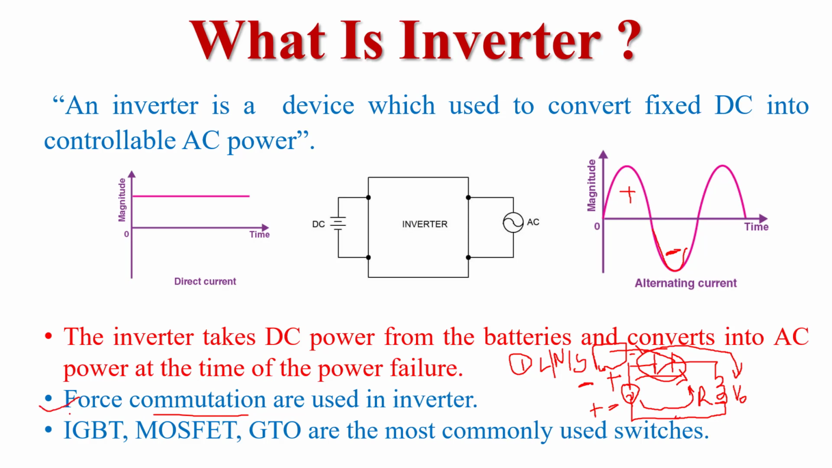So to avoid force commutation in an inverter, we use power electronic devices like IGBT, insulated gate bipolar transistor, MOSFET, metal oxide semiconductor field effect transistor, and GTO, gate turn off thyristor. These devices have the self commutation property. So if we use these types of switches in an inverter, we do not require a force commutation circuit. So this is all about the basic concept of inverter.